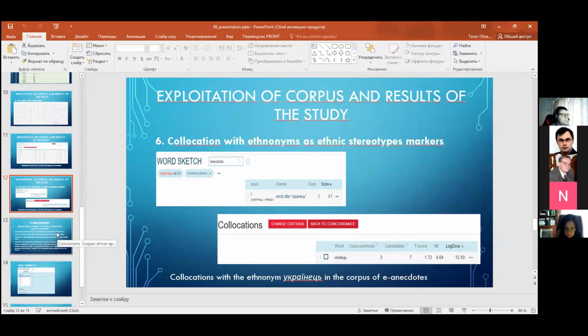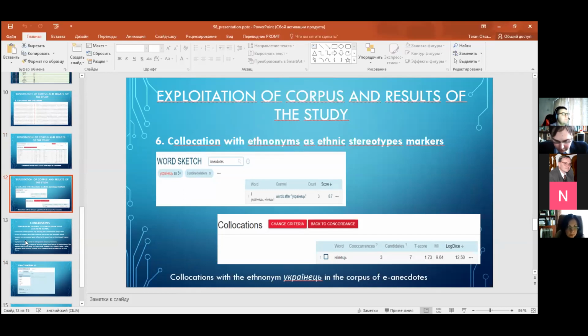Thank you. The ethnonym Ukrainians was found among the frequent keywords. This indicates the predominance in the corpus of anecdotes with an outer stereotype, however, perhaps in contrast to other ethnic groups.